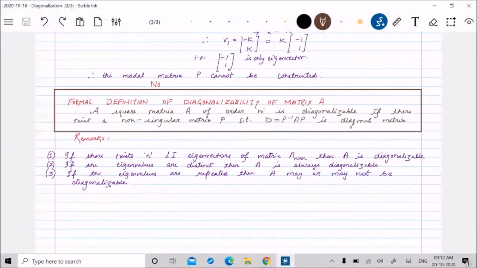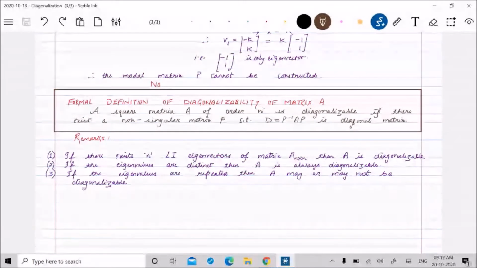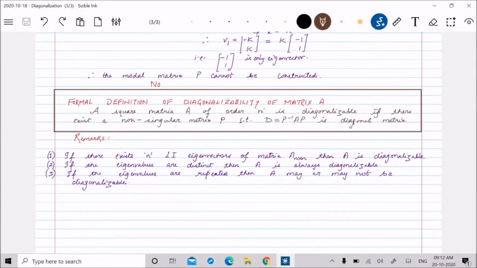The second remark says that if all the eigenvalues of A are distinct, meaning different, then A is always diagonalizable. This is also a good remark, a shortcut actually. Sometimes the question is asking whether the matrix is diagonalizable or not. It means the question is asking for yes or no, right? And as soon as you get distinct eigenvalues, you immediately say yes, it is diagonalizable. This second point can be used as a shortcut to answer.